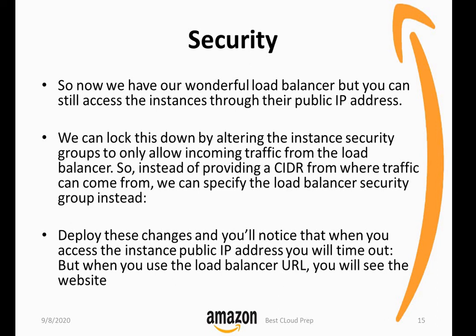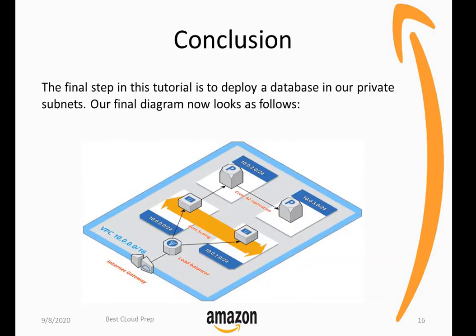Does it make sense? In the security group of your EC2 instance, you'll make this change. You will only allow traffic from your load balancer and deploy these changes, and you will notice that when you access the instance public IP address, you will time out. But when you use the load balancer URL, you will see the website. After this is done, you can actually test. It is a very good practice to test each and everything that you do.